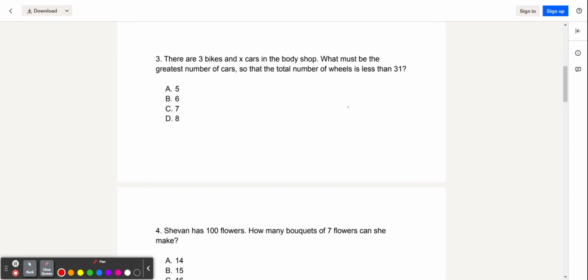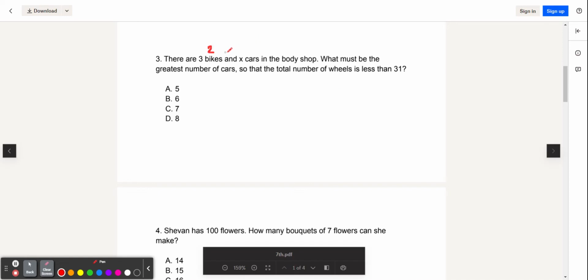First of all, let's identify how many wheels a bike and a car have. A bike has 2 wheels each, and a car has 4 wheels each. Now we have 3 bikes, so we have 3 times 2 wheels. And we also have 4 times X other wheels from the cars. What is the greatest number of cars we can have while keeping the total number of wheels less than 31?